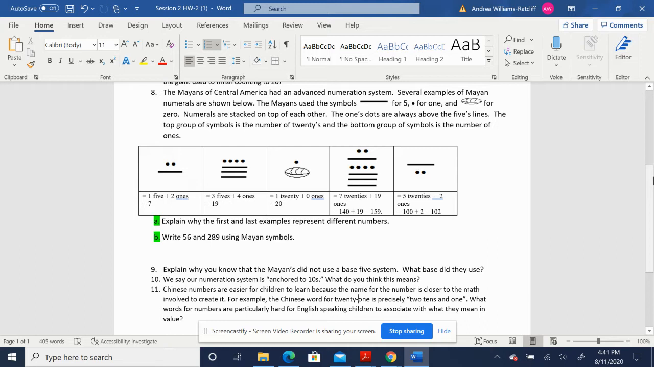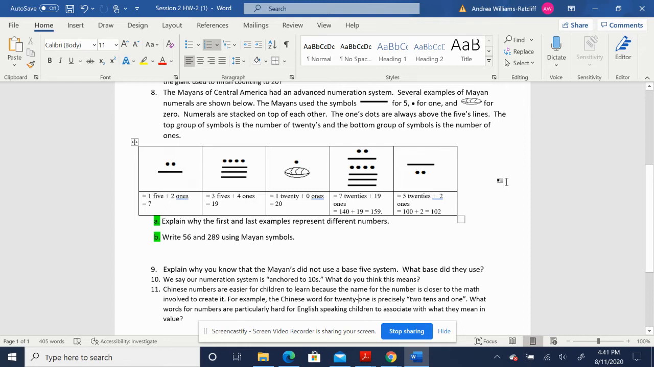Okay, so if you look at the first example and the last example, they look like they have the same elements. Okay, however, if we look at the explanation underneath them, the very first example over here on the left follows the rules up here for dots above the lines. Since that's the case, we're going to assume that these belong to the same grouping. There's no other grouping on top of them, so they have to be counting 1s. And that would be 5 plus 2, which would be 7 1s.